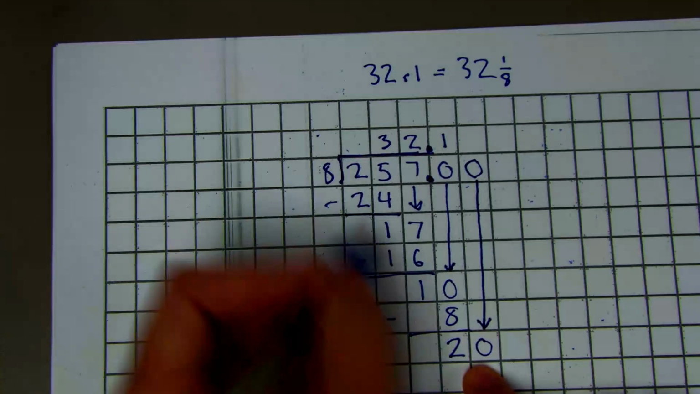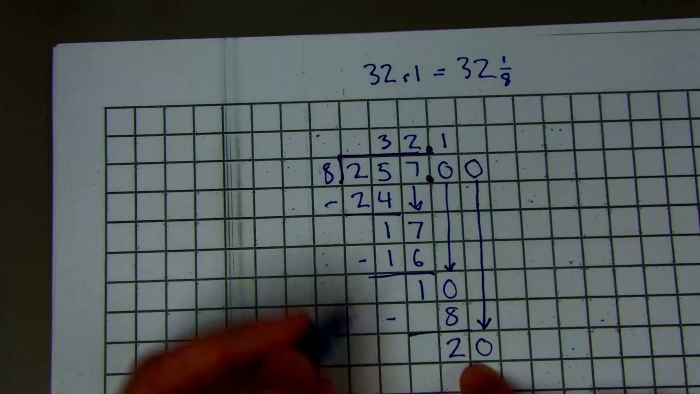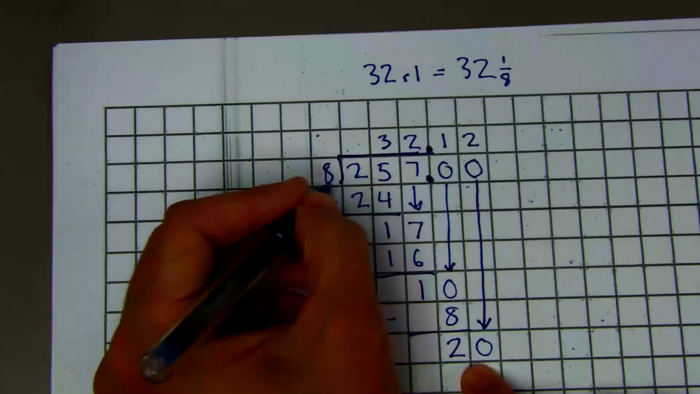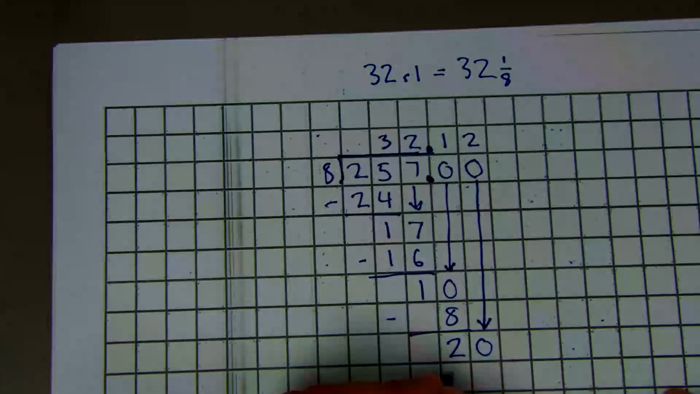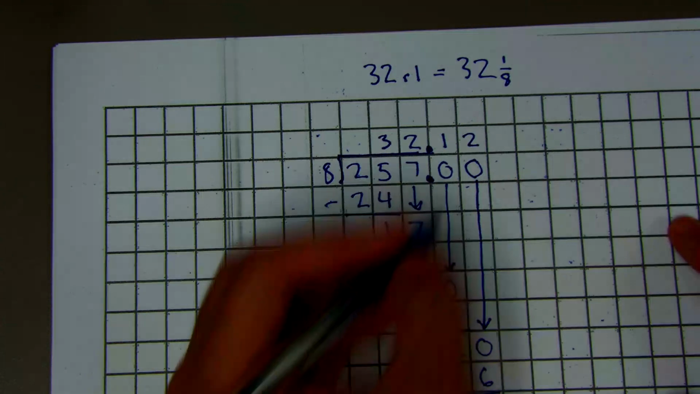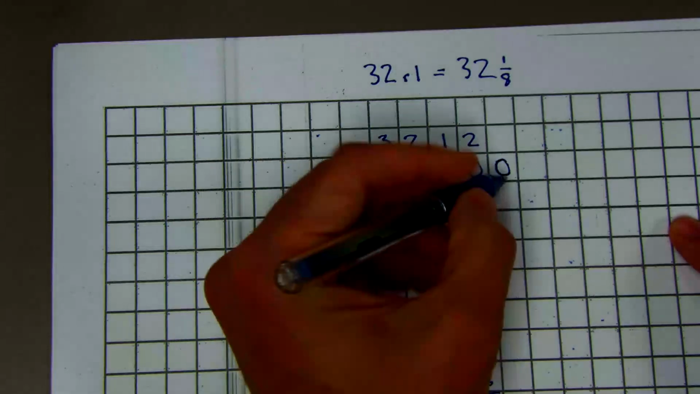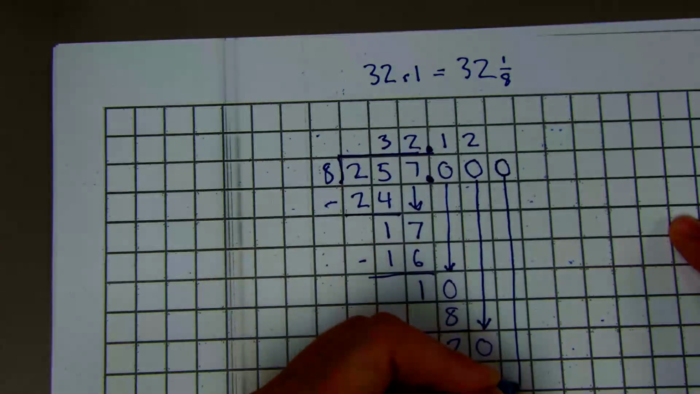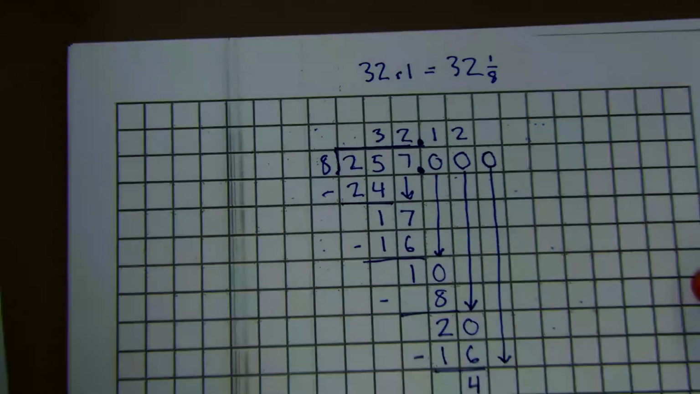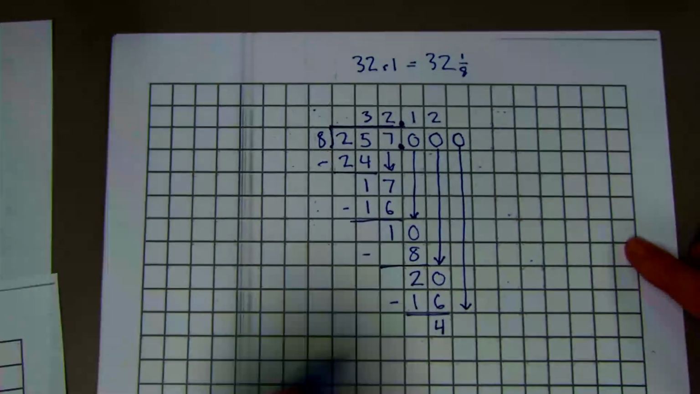Now I have 20 hundredths. How many 8s can go into 20? Well, only 2. 8 times 2 is 16. 20 minus 16 is 4. I still have 4 left to divide in the hundredths place, so I need to go to the thousandths place. Add another 0. There we go. Zoom out so you can see.